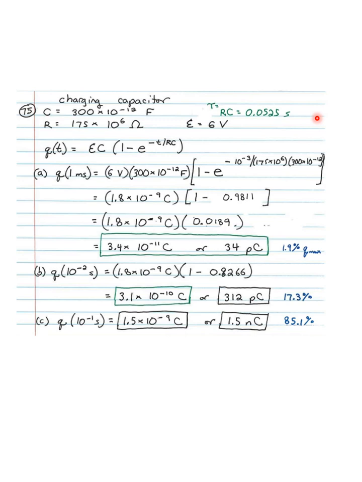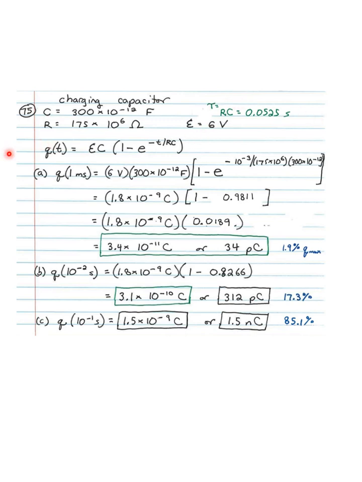Without doing any math, if the time constant is 52.5 milliseconds, then for part A, 1 millisecond, it won't have charged that much. 10 milliseconds, it won't have charged too much, but it's getting there. 100 milliseconds is about 2 time constants, so it will have charged a good way. Well, now let's actually do the math.